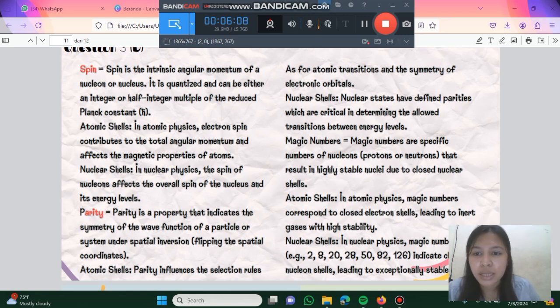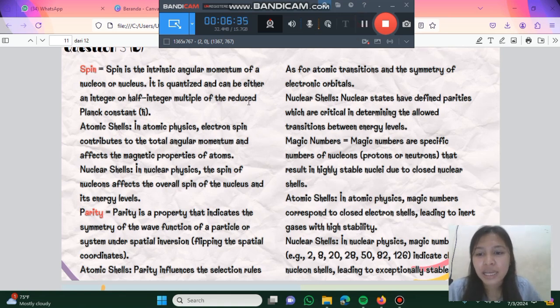In atomic physics, electron spins contribute to the total angular momentum and affect the magnetic properties of atoms. The last is nuclear shells. In nuclear physics, the spin of nucleons affects the overall spin of the nucleus and its energy levels.